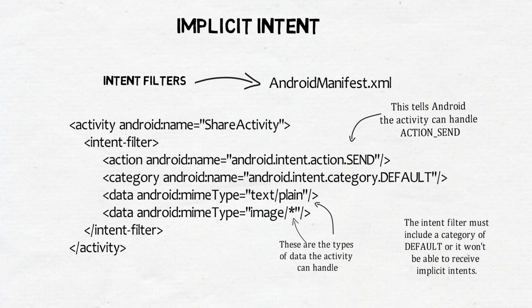If an activity has no intent filter or it doesn't include a category name of android.intent.category.DEFAULT, it means that the activity can't be started with an implicit intent. It can only be started with an explicit intent using the fully qualified component name.